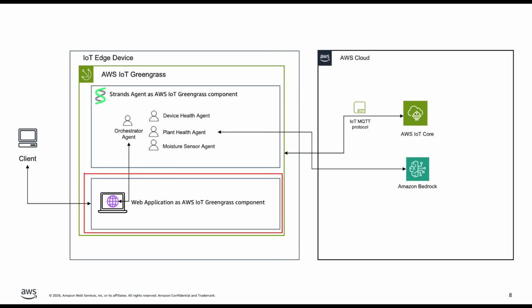This is a component that is a lightweight Python web server running on port 8080. It serves as a chat interface and a live camera feed. The chat connects to the Strands agent through Greengrass IPC MQTT, and the camera streams frames directly from Picamera2.